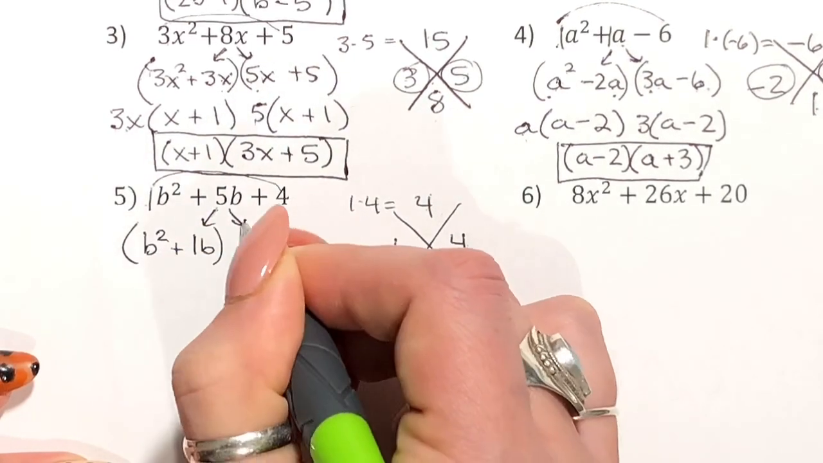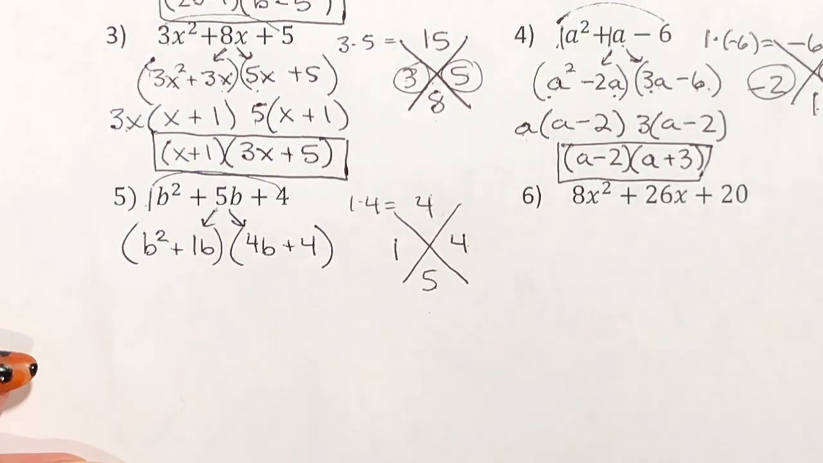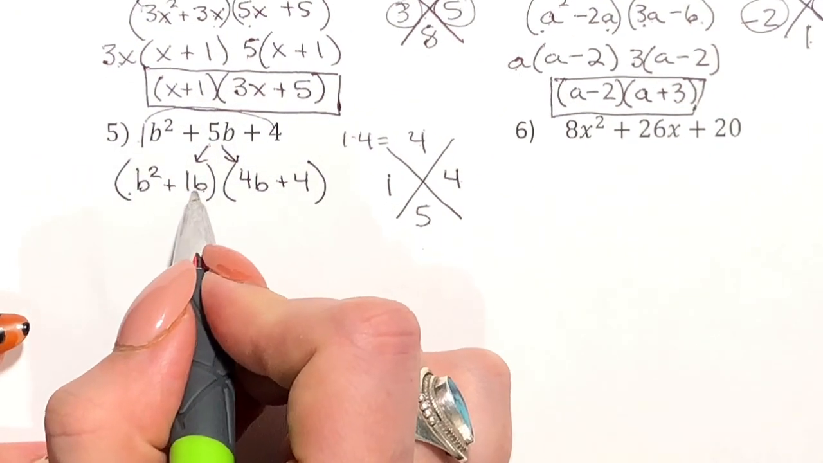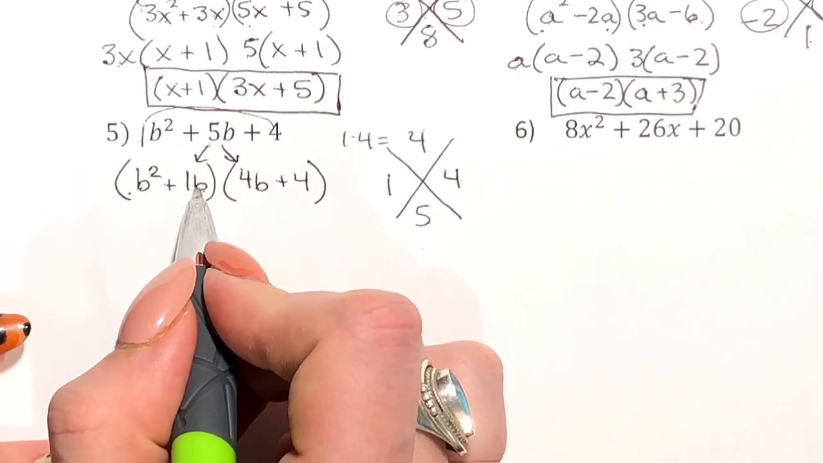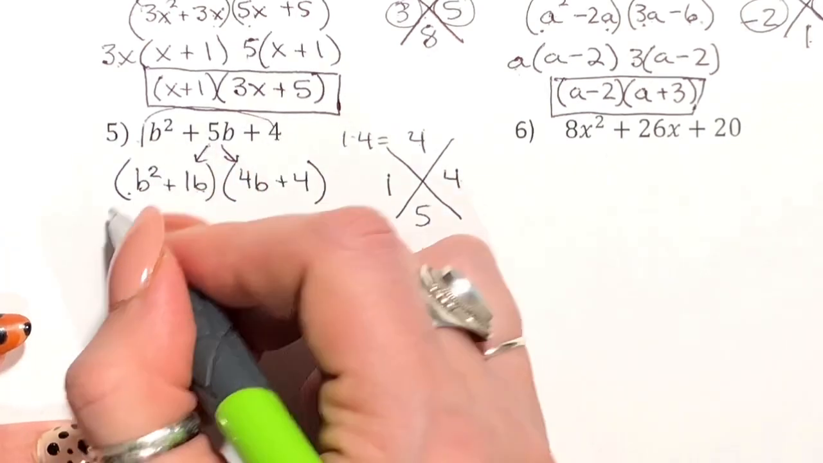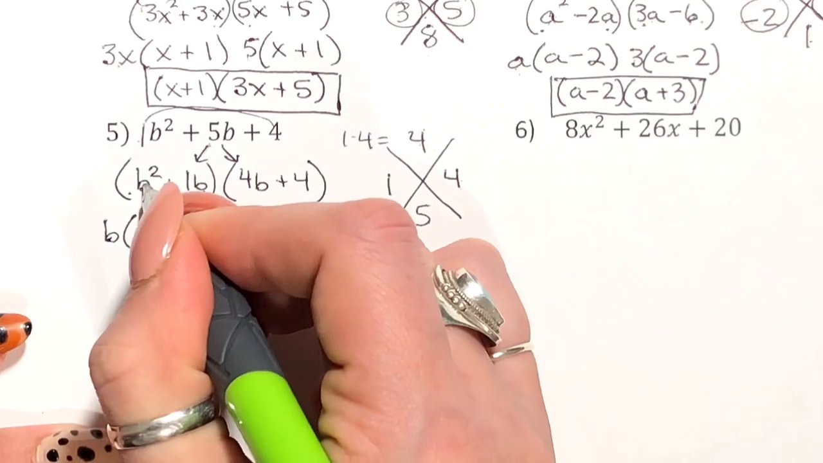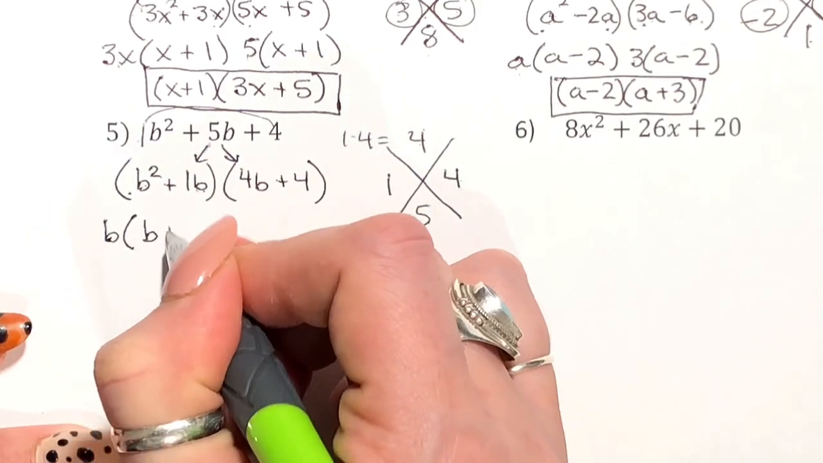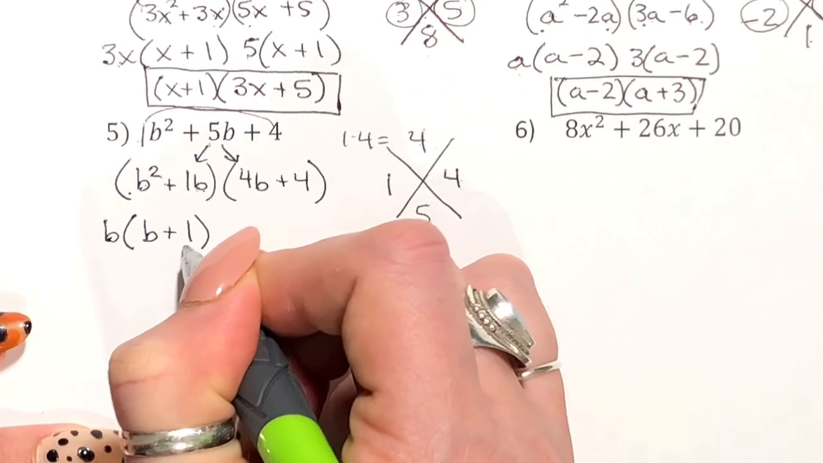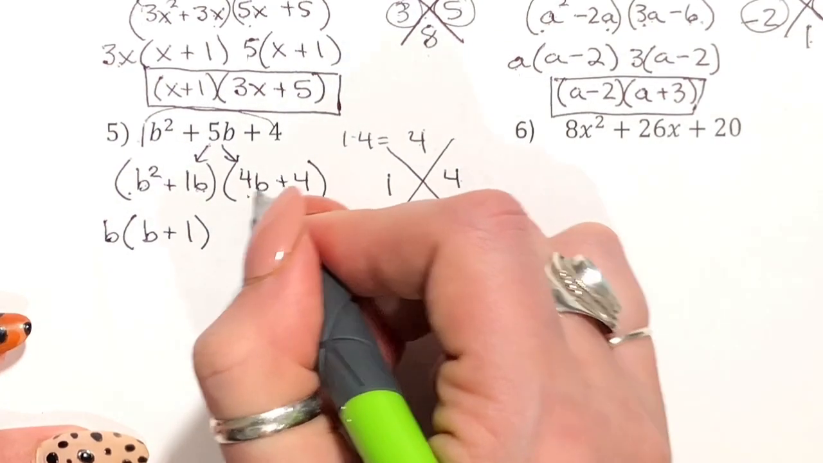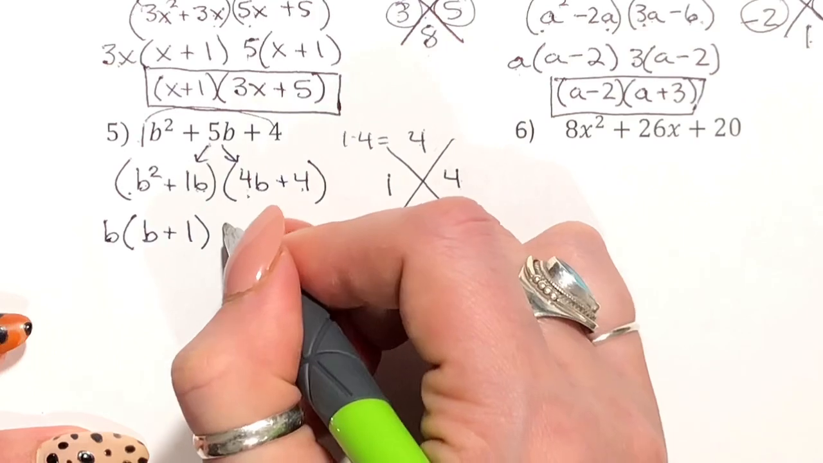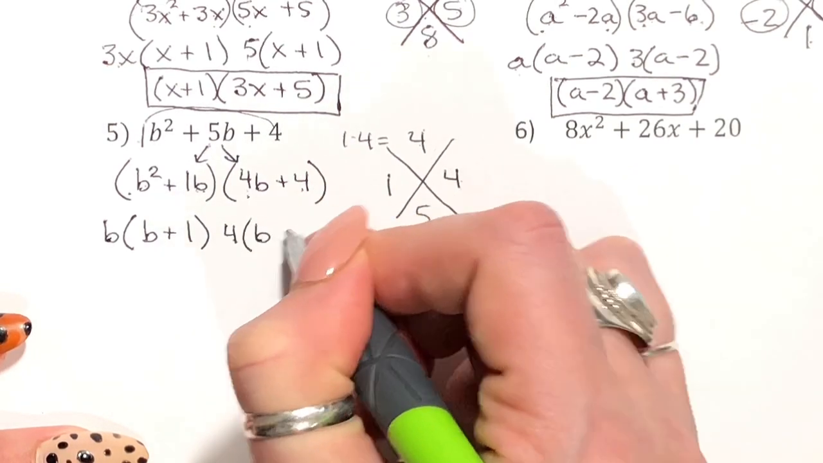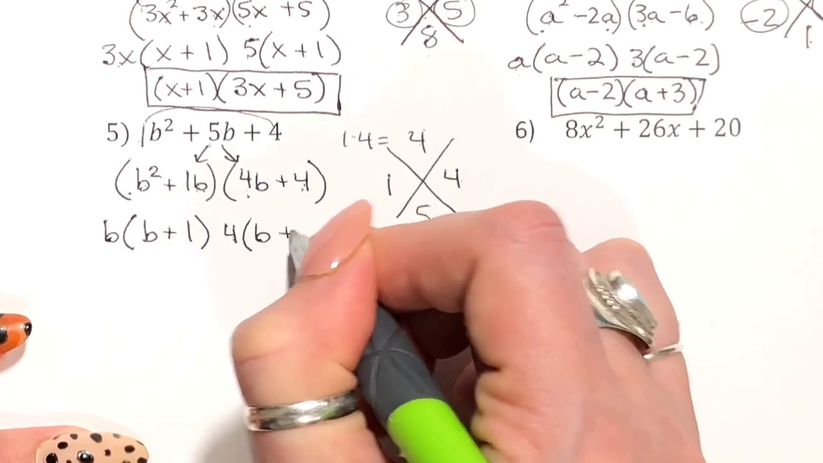And then now we have our 4 terms, so we can do our 2 groups of 2. And then inside those 2 groups of 2, you're going to find your greatest common factor. So for b squared plus 1b, all we can do is take a b out of each. B squared divided by b is b, and 1b divided by b is 1. Again, don't forget the 1 there. 4b plus 4, we can take a 4 out. So 4b divided by 4 is b, and 4 divided by 4 is 1.